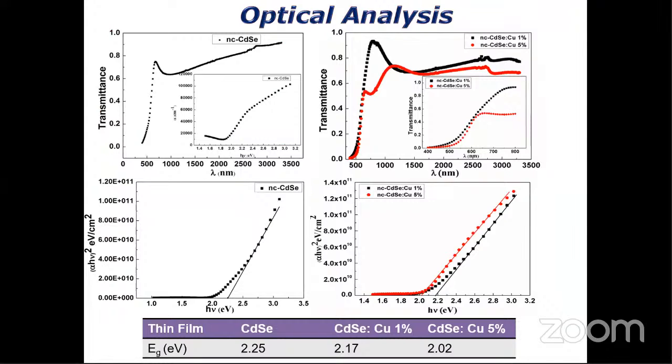And these are some of the transmittance spectra from where we have calculated the energy band gap of this material. We can see here that the band gap of the thin films which we have deposited decreases continuously as we increase the concentration of copper. Initially it was 2.25 electron volt, and then it decreases to 2.17 electron volt after copper 1% doping, and further at copper 5% we are getting 2.02 electron volt or so.